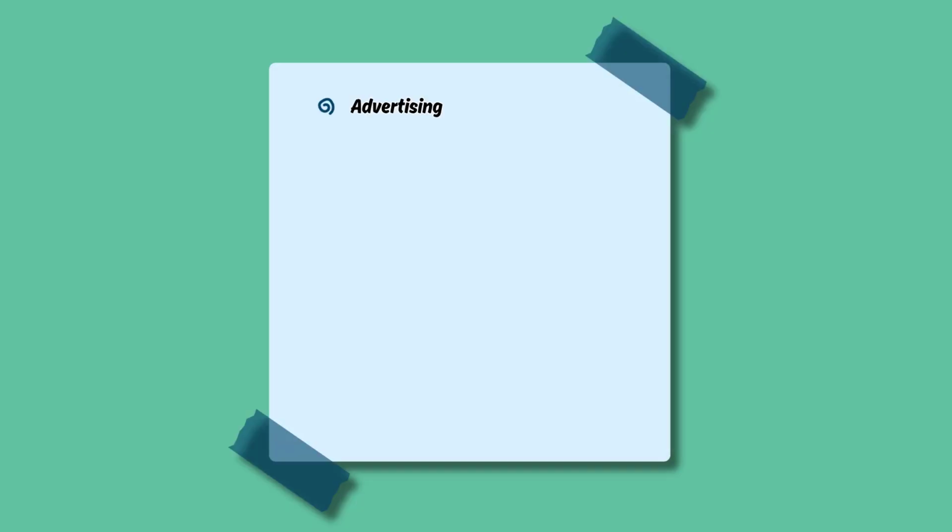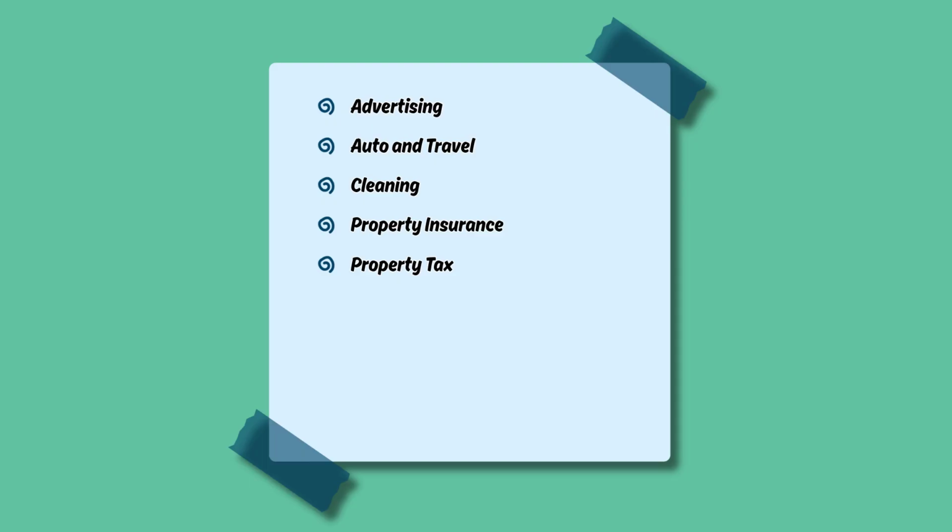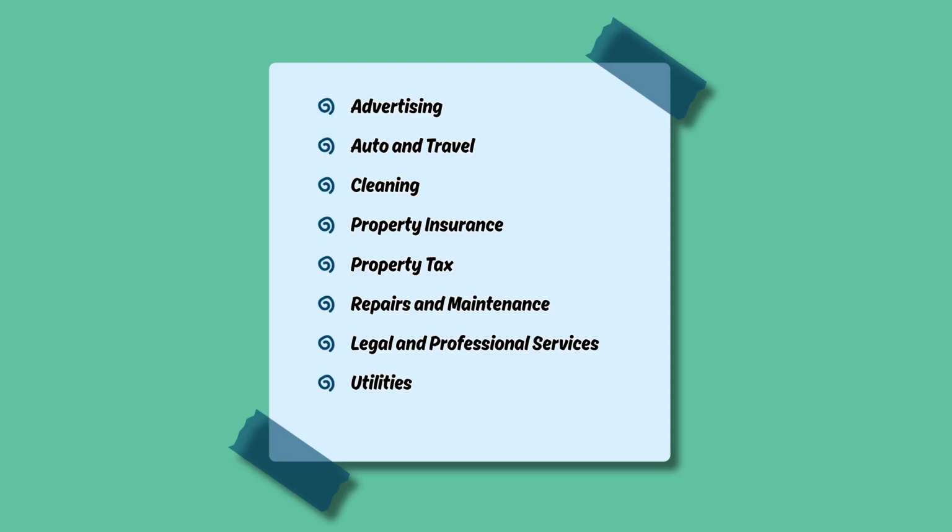Advertising, purchasing for rent signs to display around the community. Auto and travel, going to the property for repairs and monthly inspections. Cleaning, hiring a professional cleaning service to prepare the unit for the next tenant. Property insurance, this protects against damage or loss to the property. Property tax, this is calculated based on the property's value. Repairs and maintenance, fixing a leaky faucet or painting walls. Legal and professional services, hiring a real estate attorney to draft a lease. And utilities such as gas, electricity, water, and sewer.